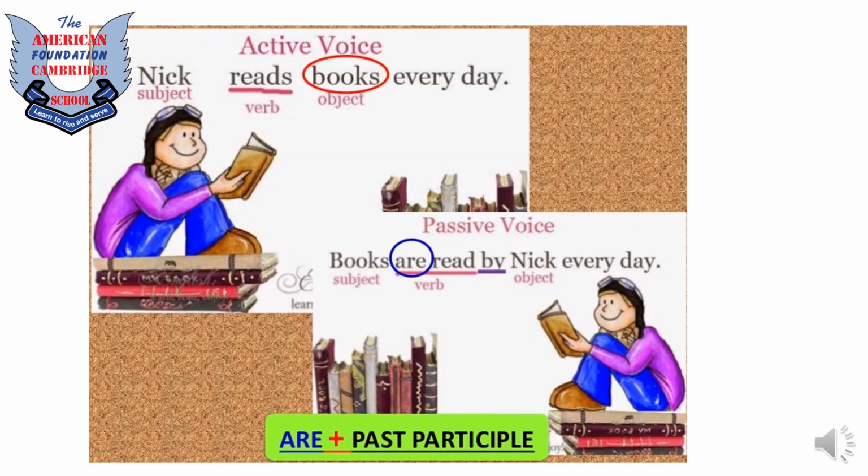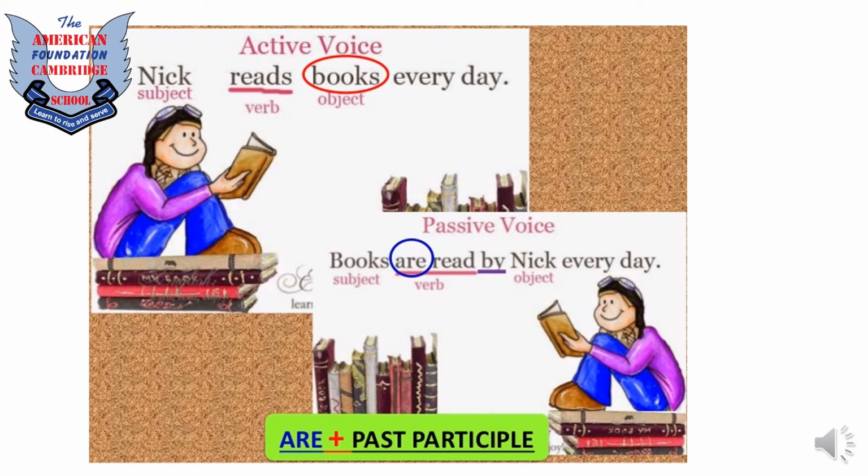Okay. Now we see another example. Active voice: Nick reads books every day. Now we can see the books are plural. We are going to use are in the place of is. Books are read. Sorry, there's the past participle form of the verb. Books are read by Nick every day.